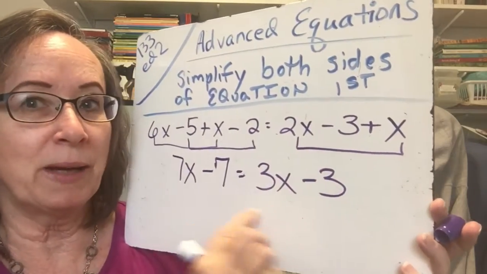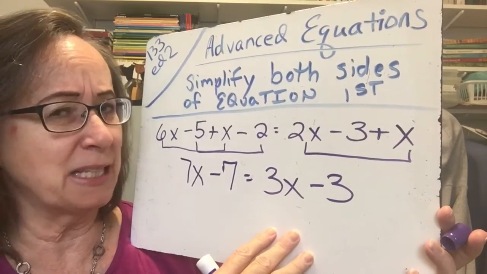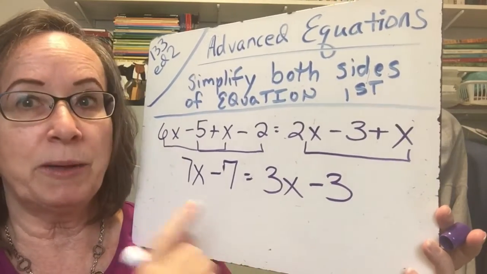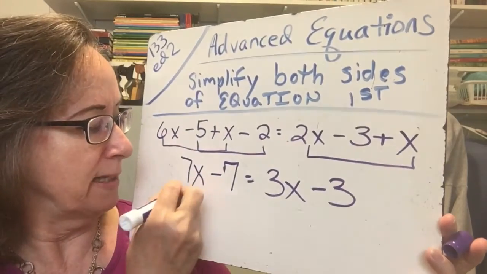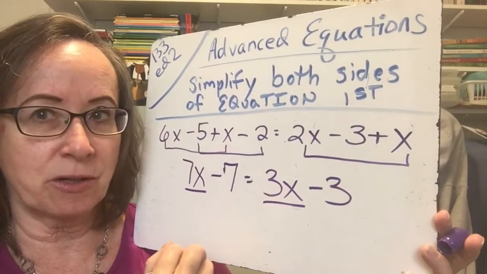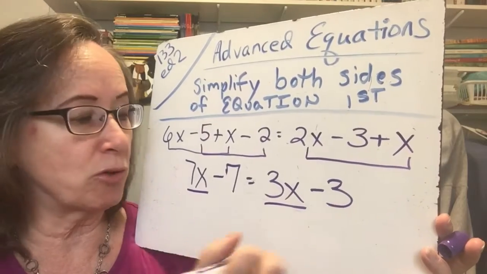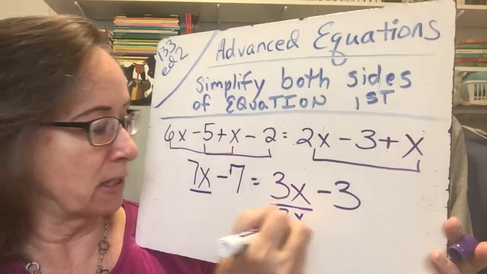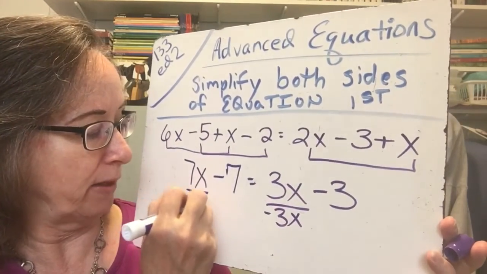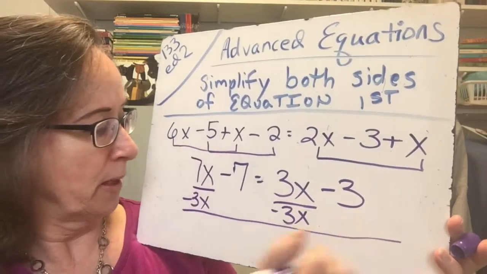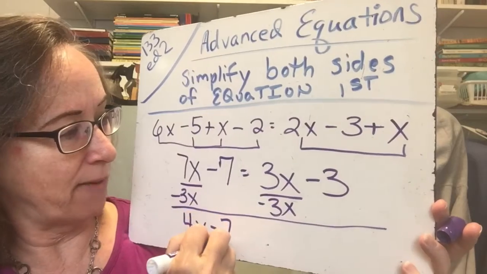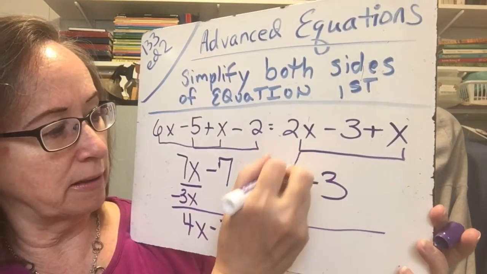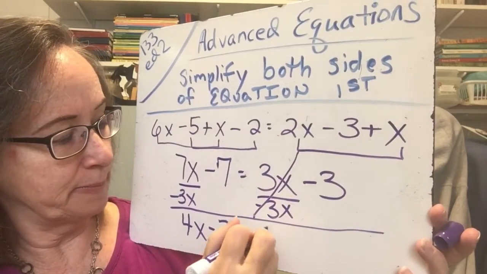So now that we have simplified both sides as much as we can, now we start to worry about getting all of our x's in one place. So since I have an x term here and an x term there, I'm going to subtract 3x from both sides of the equation. So now I'm going to have 4x minus 7 equals -3.